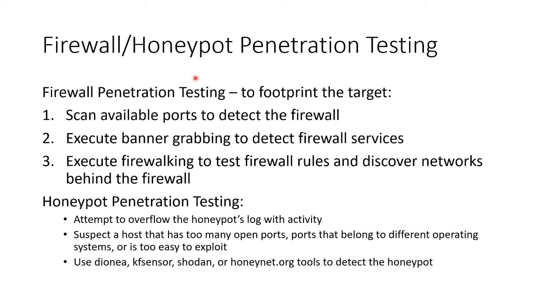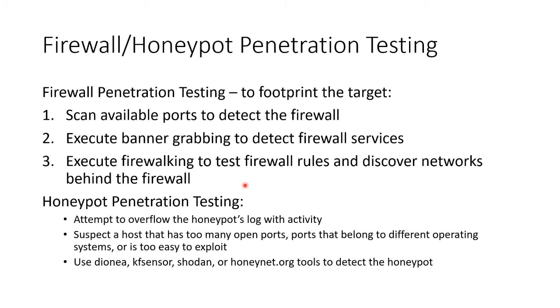To pen test firewalls and honeypots, you want to scan available ports to try to detect the firewall. The firewall should note this. You try to execute banner grabbing to detect firewall services if possible. And it's not you, it will be whatever tool you use. If you think that your firewall is not NATting, and you'll know that because you're sure that there are devices behind it and yet you get no response, try to firewalk to see if you can get past just pure routing firewall rule sets and discover networks behind the firewall.